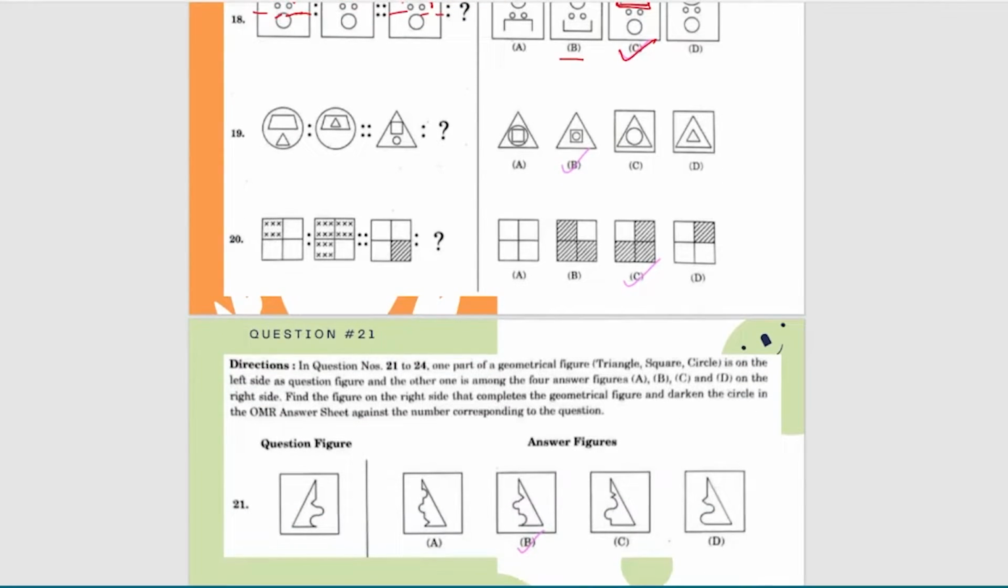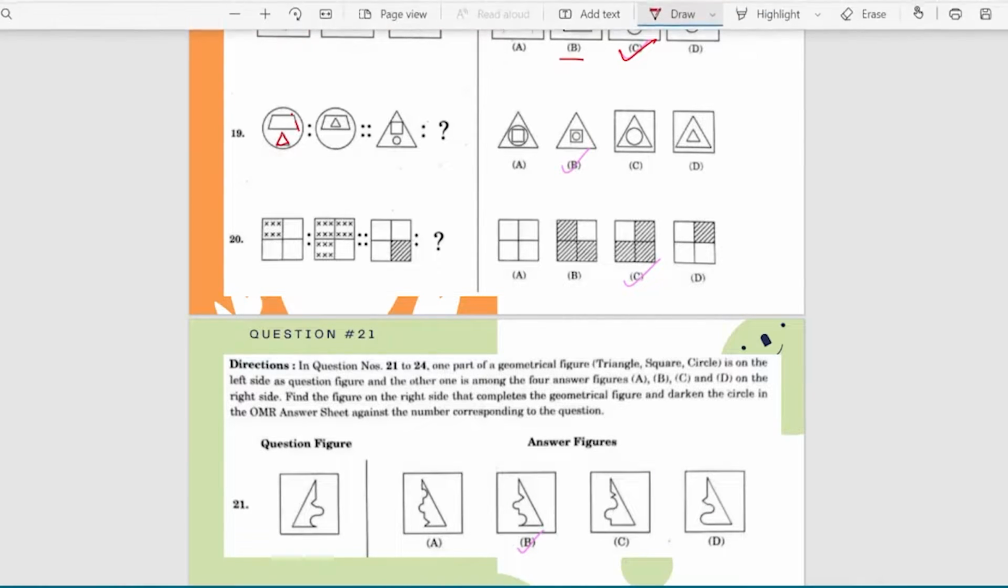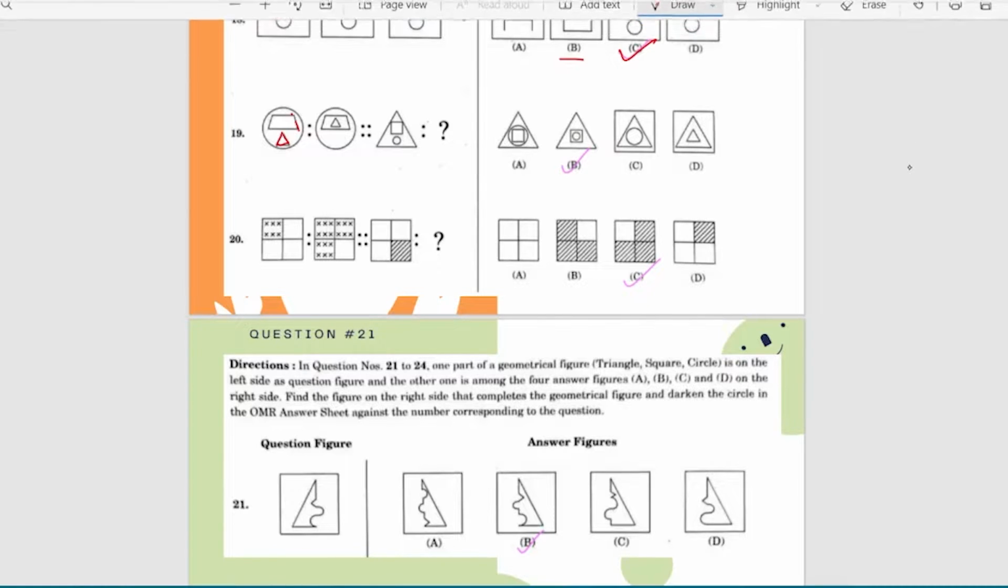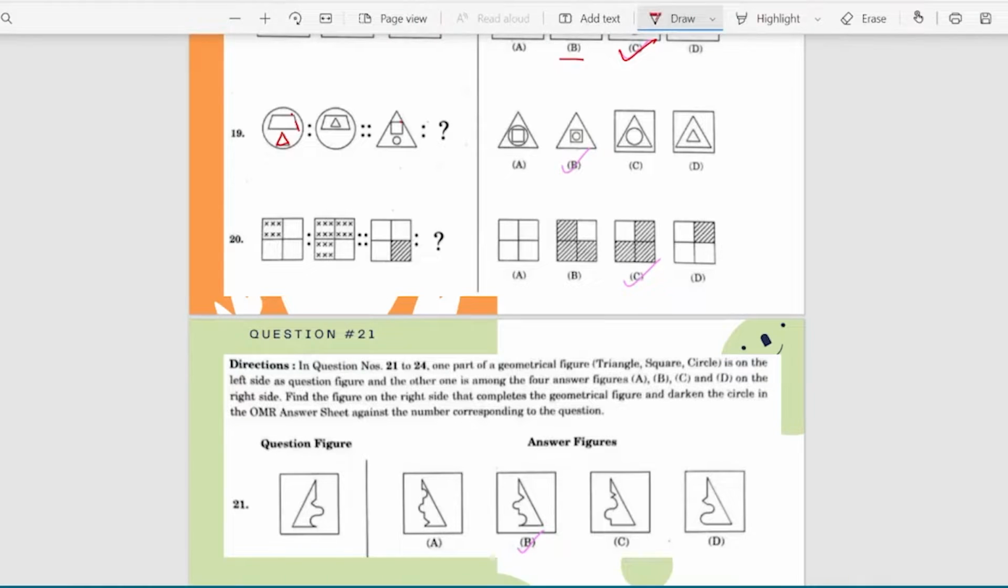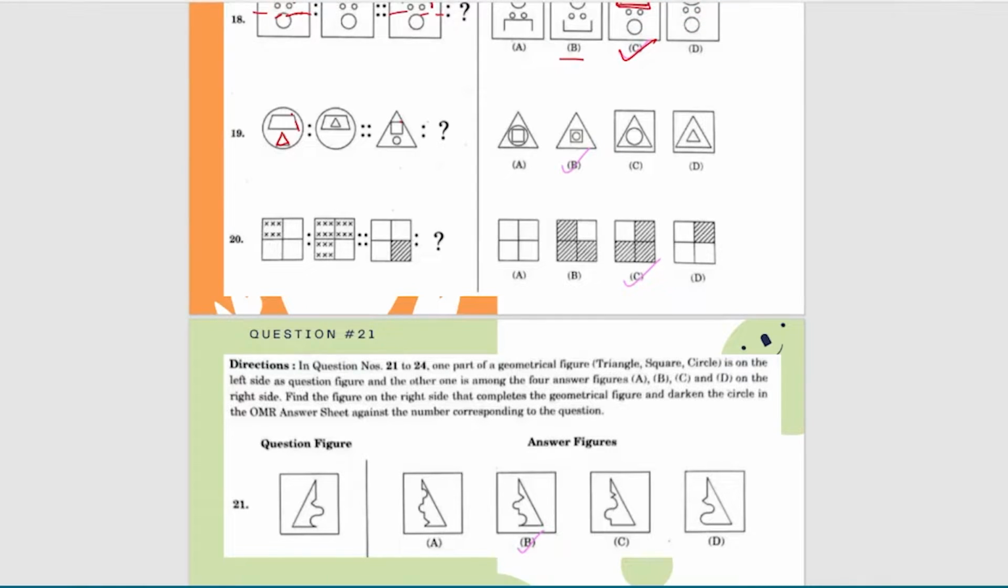So now let's look at the 19th question. Here first there was a triangle and it was outside of the shape, then the triangle went inside of the shape. So now since there is a circle that is outside of the square, then in the question mark the circle should get inside of the square. So that's why the correct answer is answer number B.